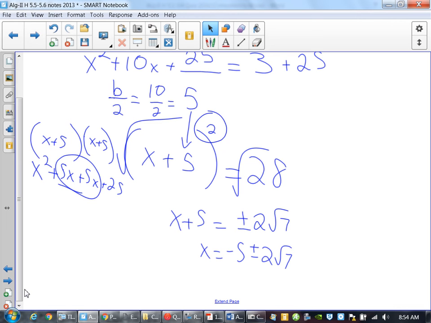So if this is half of b, and that's half of b, this last little spot up here is a square, isn't it? How do I find that part? Well, it's half of b times half of b. So it's that part squared. And I've completed a square then.